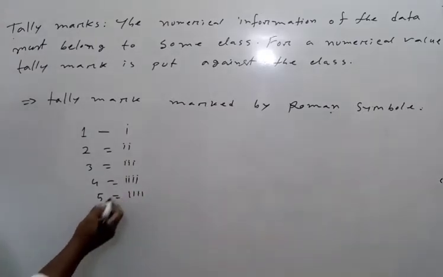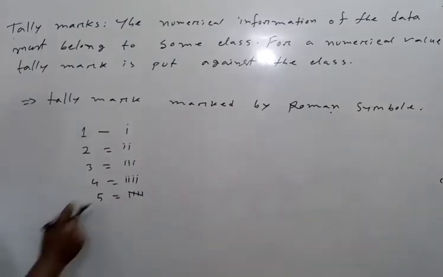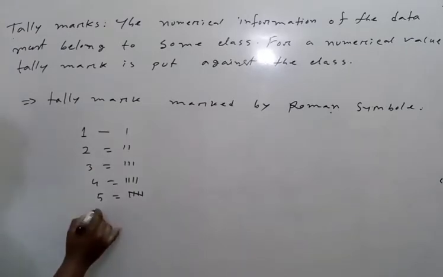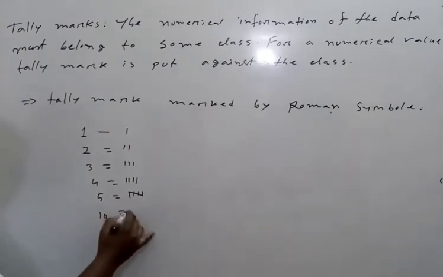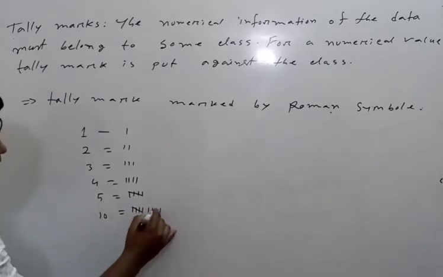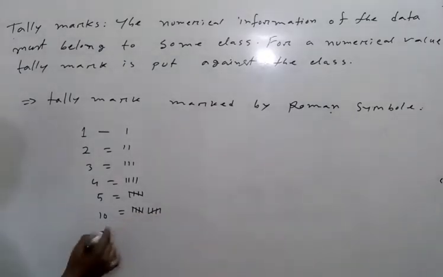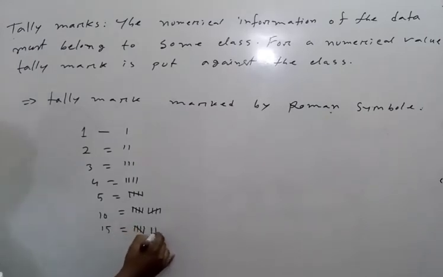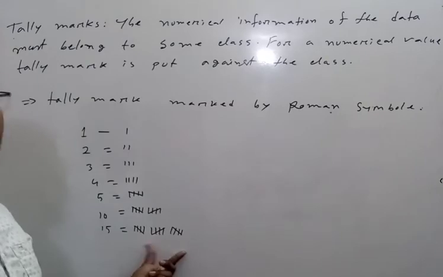Look at me. At first, you make this one. Then, when you find 10, look at 1, 2, 3, 4, 5. 1, 2, 3, 4, 5. Understand? You just draw this way. This is 15. Okay, my students, I think all of you understand it. You just draw this way. Clear? This is the main method to draw tally marks.